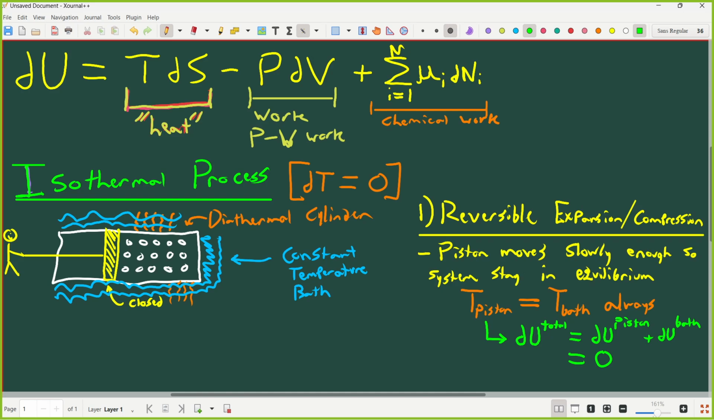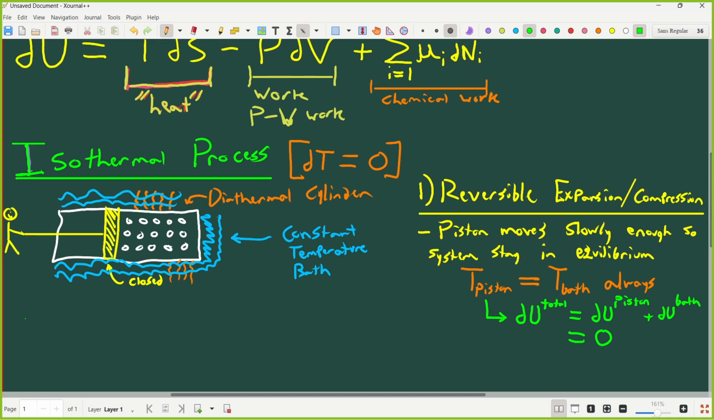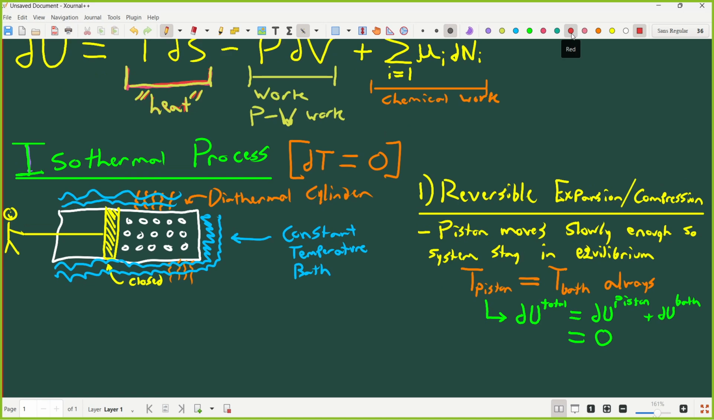Okay, and the solution that we get, if dU is equal to 0, then the big thing that we get here, right? So our thermodynamic equation.